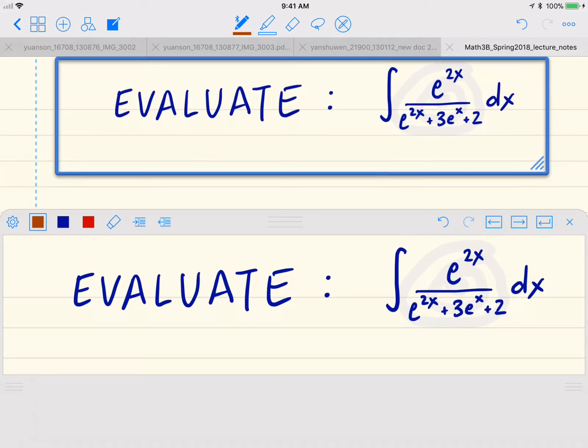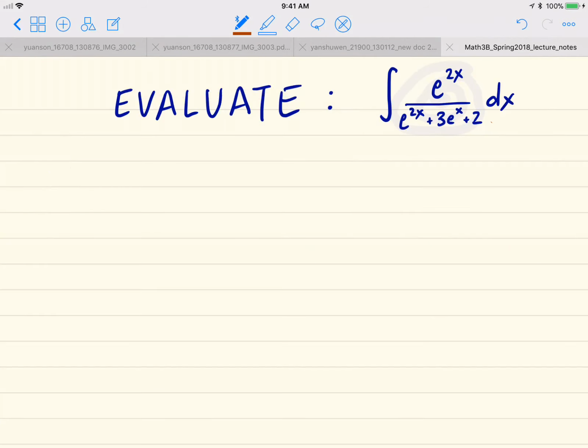Looking at this denominator, if I've got e to the 2x divided by e to the 2x plus 3 e to the x plus 2, I can rewrite this as smiley face squared over smiley face squared plus 3 times smiley face plus 2, where smiley face equals e to the x. So now how did I do that? Here's the key.